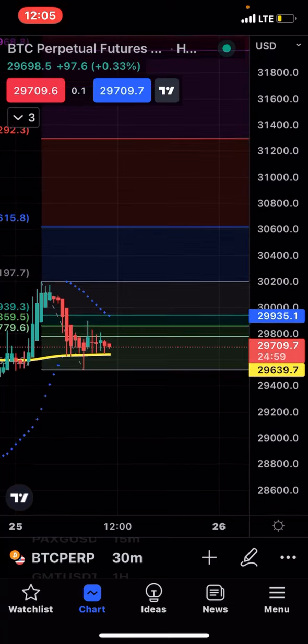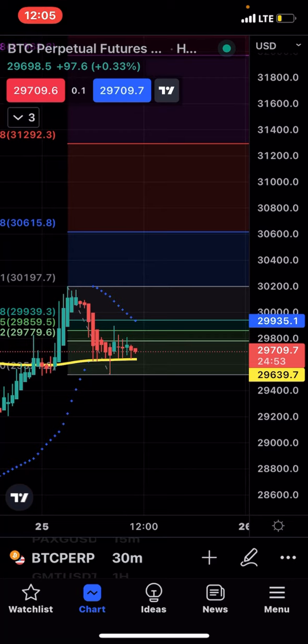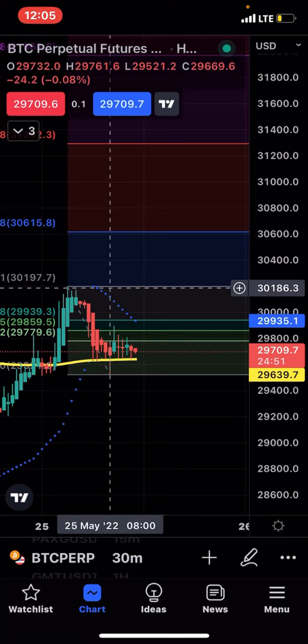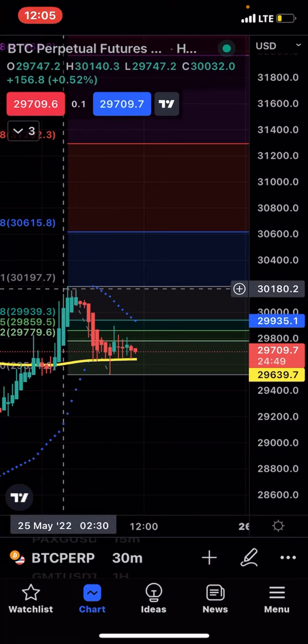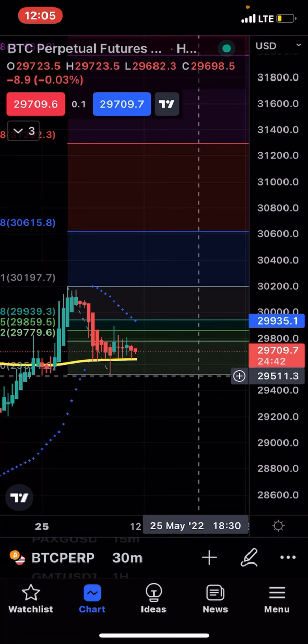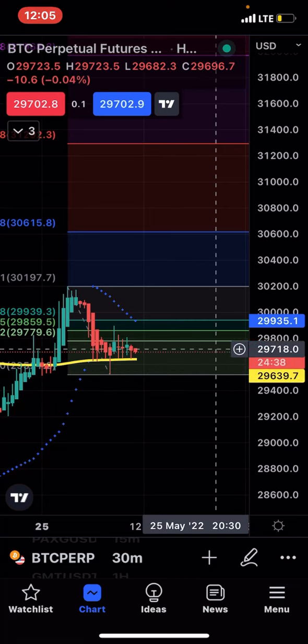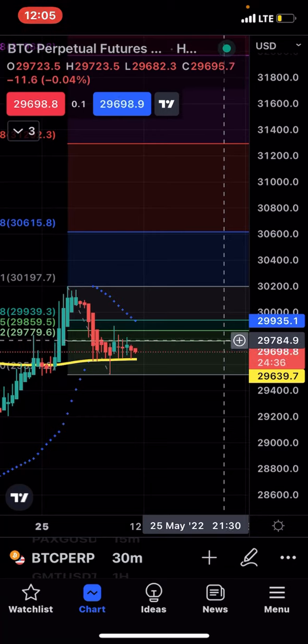Now, if I want to enter this trade now, this is where my take profit will be. You see this part here, this line, this is where my take profit will be. Then this is where my stop loss would be, and my entry position would be somewhere around here. My entry position should be somewhere around here or here.